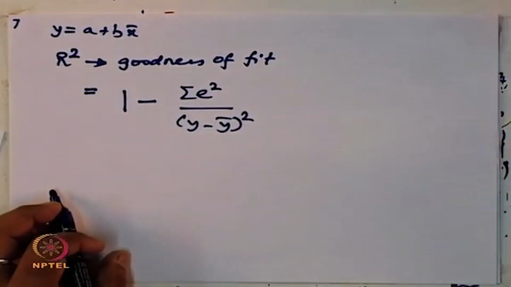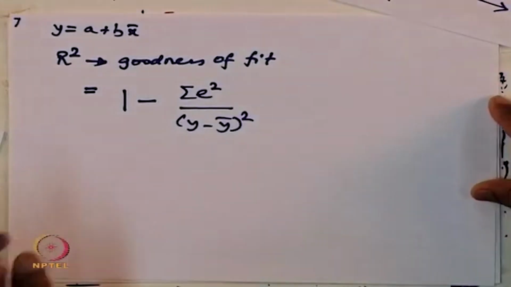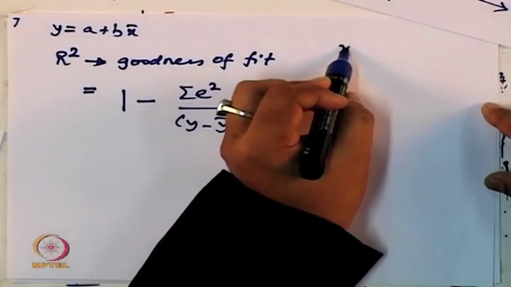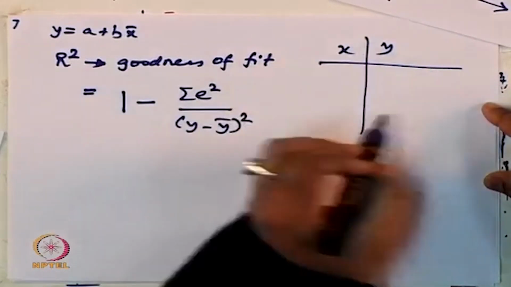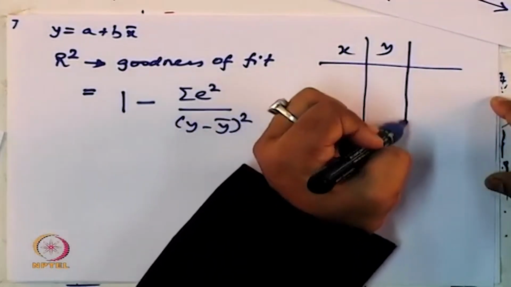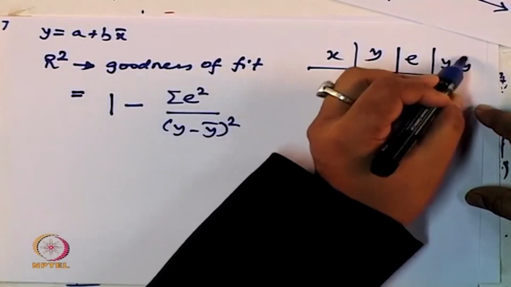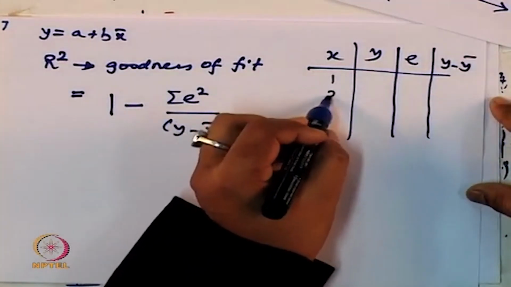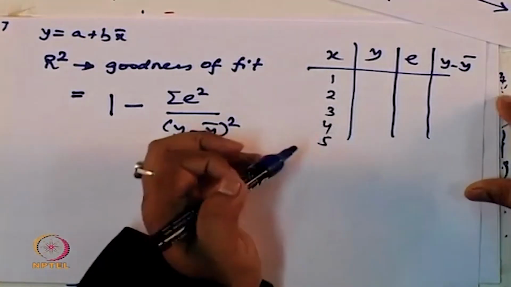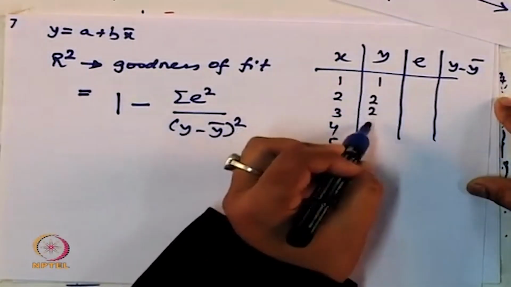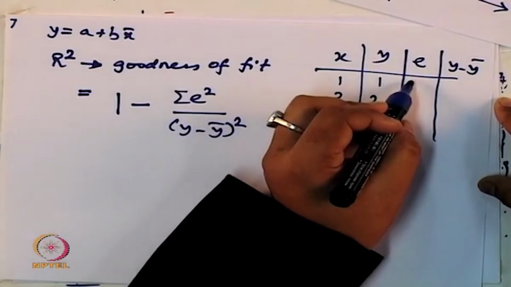Okay. So, we have calculated the errors. If I do the particular values, we have error, and I want to tabulate y minus y bar. So, I have x as 1, 2, 3, 4, 5, y as 1, 2, 2, 2, 3, and the error in the predicted values.